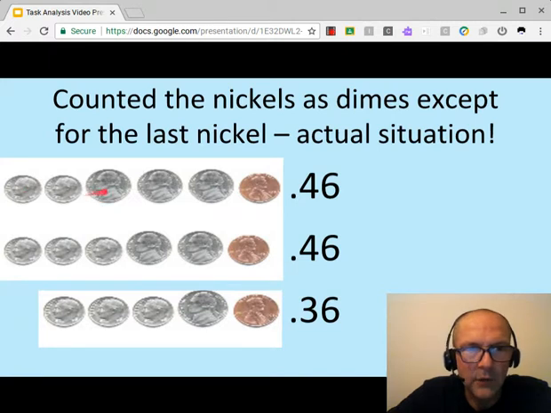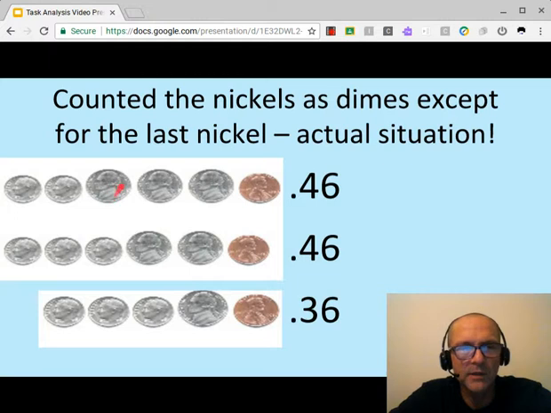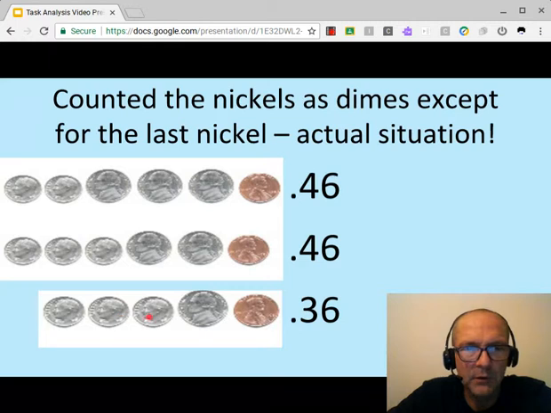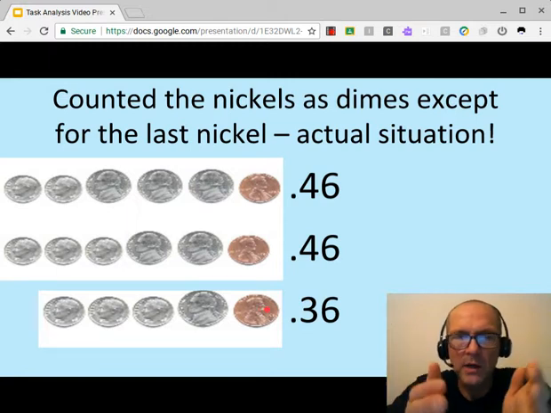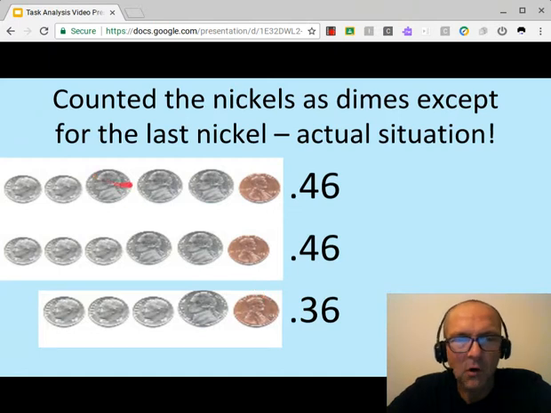So 10, 20, 30, 40, 46. Oh, so notice here, the 10, 20, 30, 46, 10, 20, 30, 46. So even when the nickel was changed to a dime, it was still 46. But then here he did it correctly because he counted this nickel with the penny and gave me 6 cents. So we could then zero in on counting all nickels as 5, and just focus on that one step.